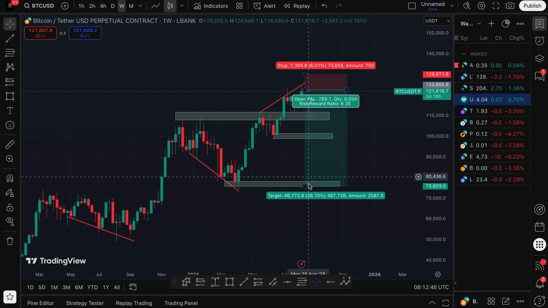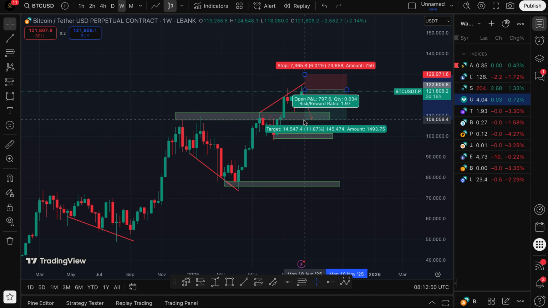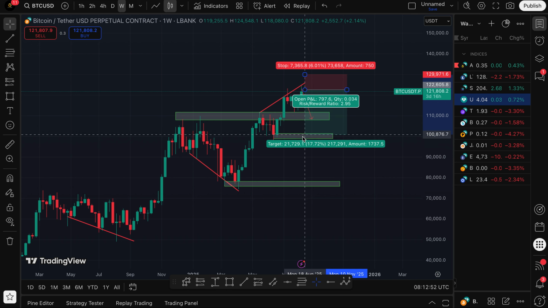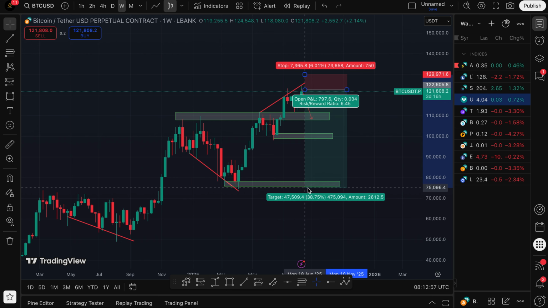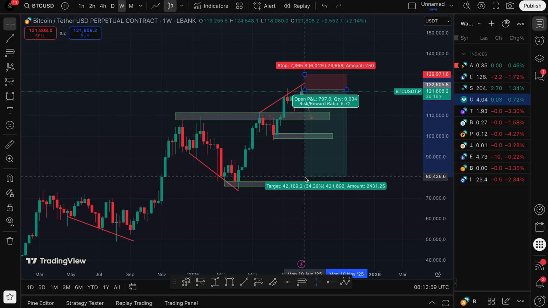Personally, I think the surest bet on this trade is this. Then this one is surest, this one is surer, and this one is sure. So yeah, you could take this trade.